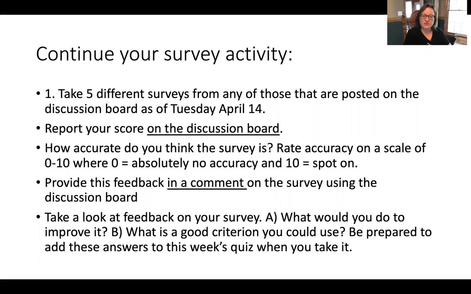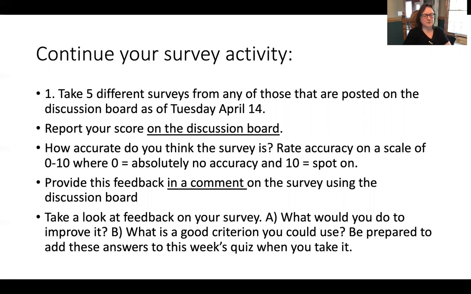And then part 2 is you take a look at the feedback on your survey. When you're looking at the feedback, part of what you're looking at are the scores people reported. So you want to look at those scores and then look at the scores that you thought would be a good representation of a norm, based on those 4 people that we had talked about you including last week. And so think about that. What would you do to improve your survey? What are your thoughts? And what's a good criterion that you could use?